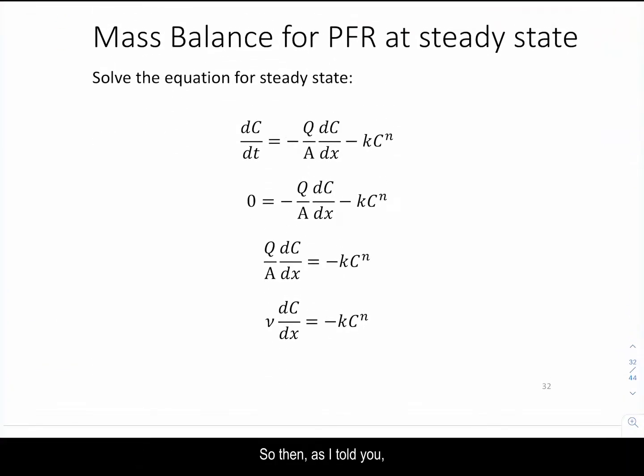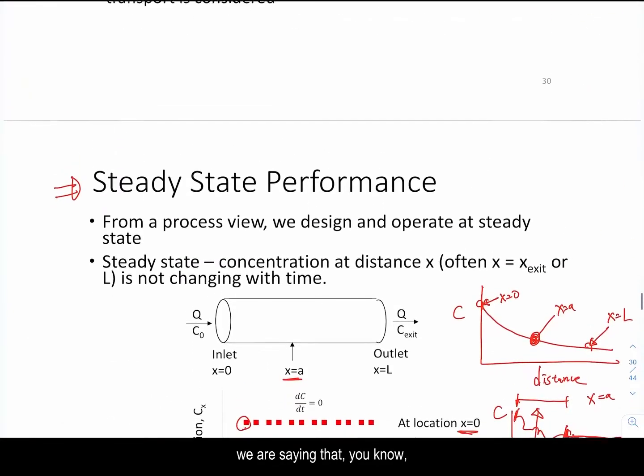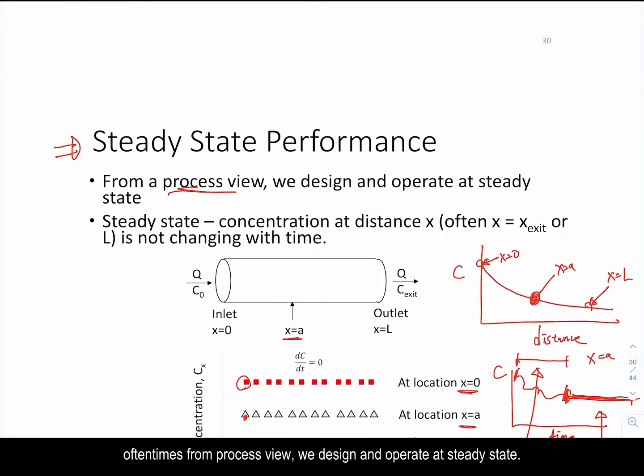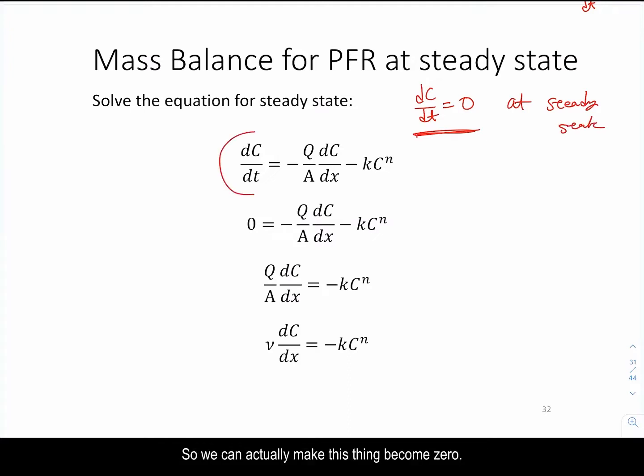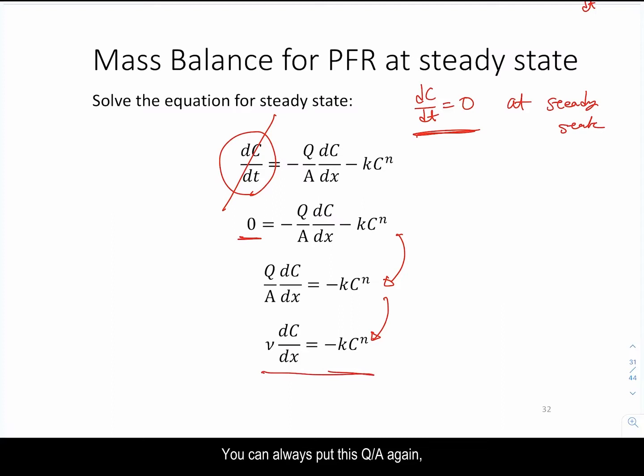So then, as I told you, oftentimes from a process view, we design and operate at steady state. That means that at steady state, dC/dt equals 0. So we can actually make this term become 0. Okay. So then, it's just playing around with the equation, and you can always put this Q over A as the velocity, right? So velocity times dC/dx equals minus kC^n.